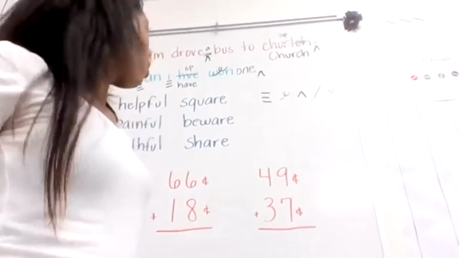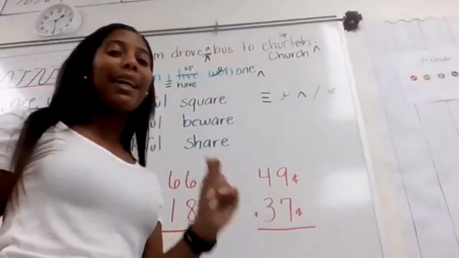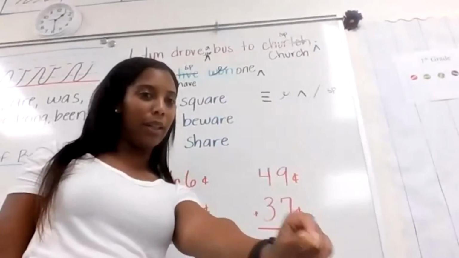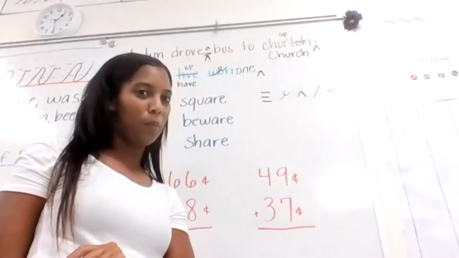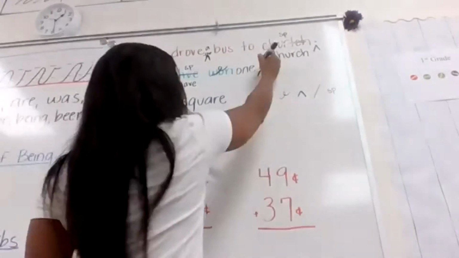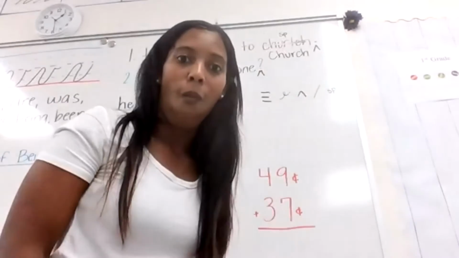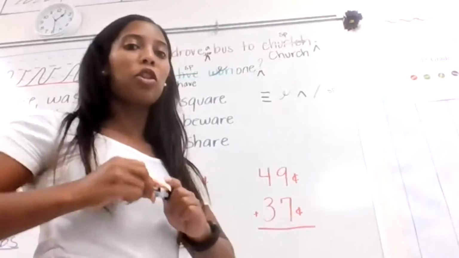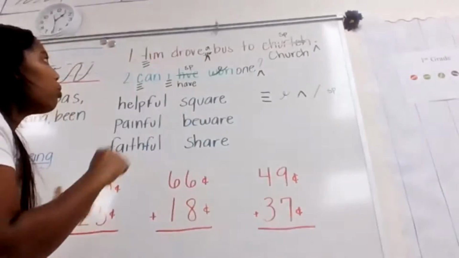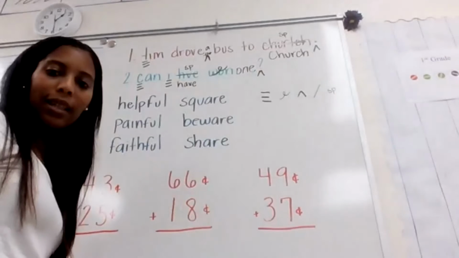A period. Can I have one? Not a period. Oh, I know. A question mark? Yes, that's a question sentence. Good. Did everyone put that question mark? Yeah, this was a question. Can I have one? They were asking something.